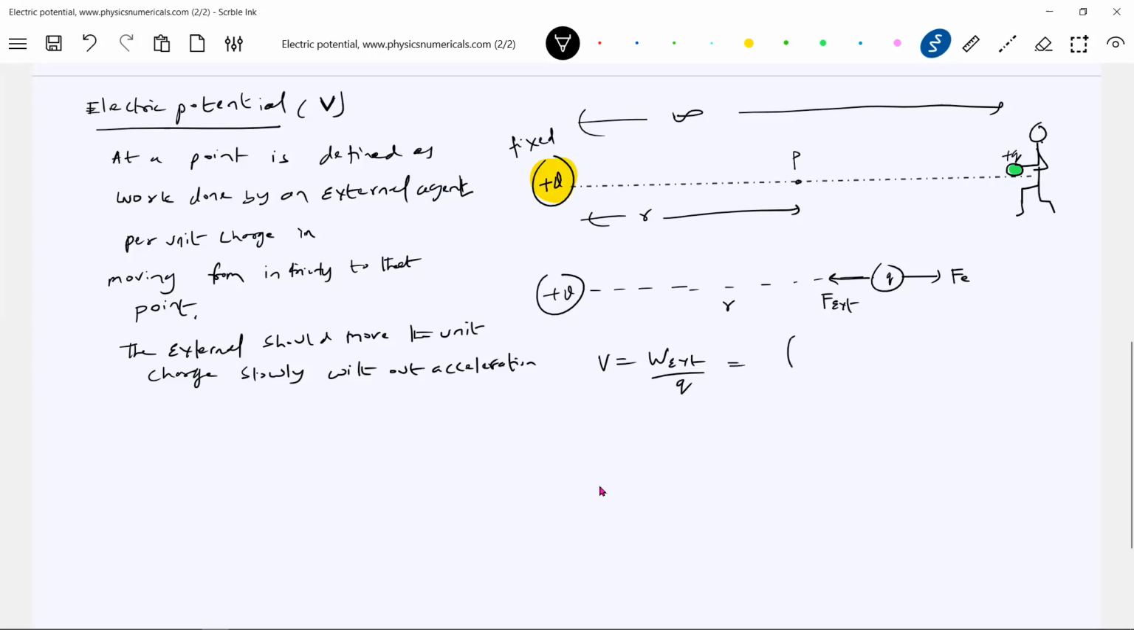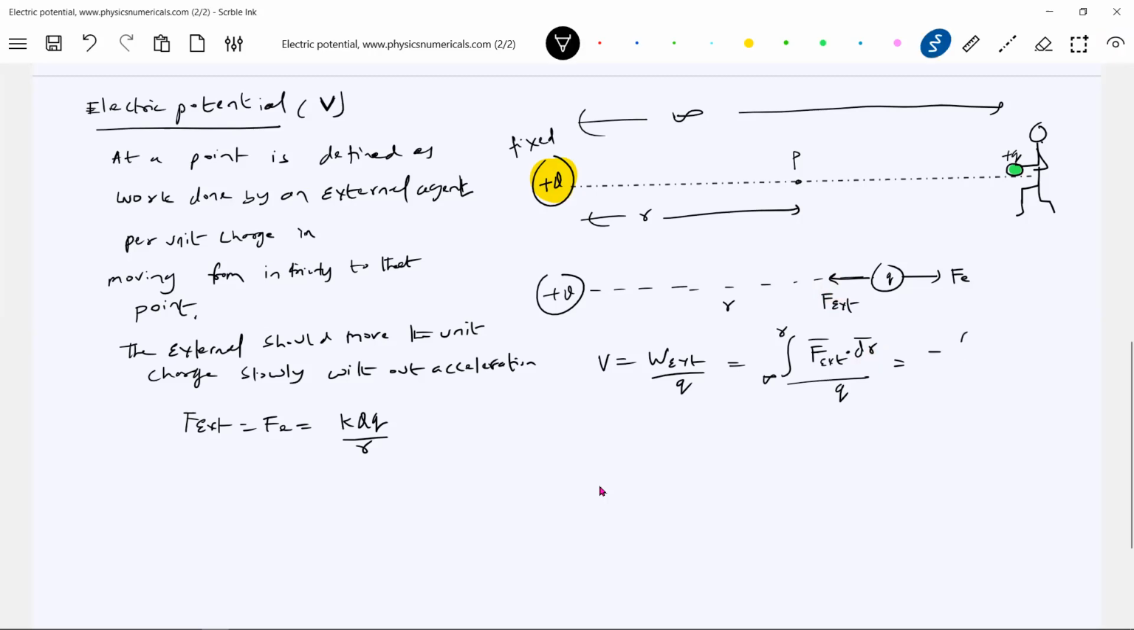Now what is the work done by the external agent? It should be equal to the integral of F_ext dot dr bar, divided by q, in moving the charge from infinity to that particular point. As it is moved slowly, F_ext should be equal to F_e. What is F_e? KQq by r squared. Then how do we measure r? r I'll measure from here, so dr bar will be negative.